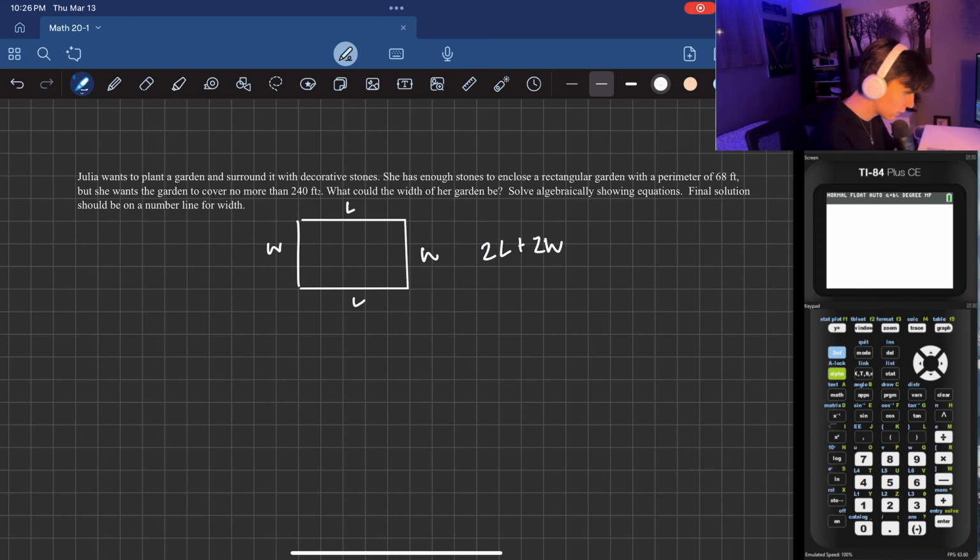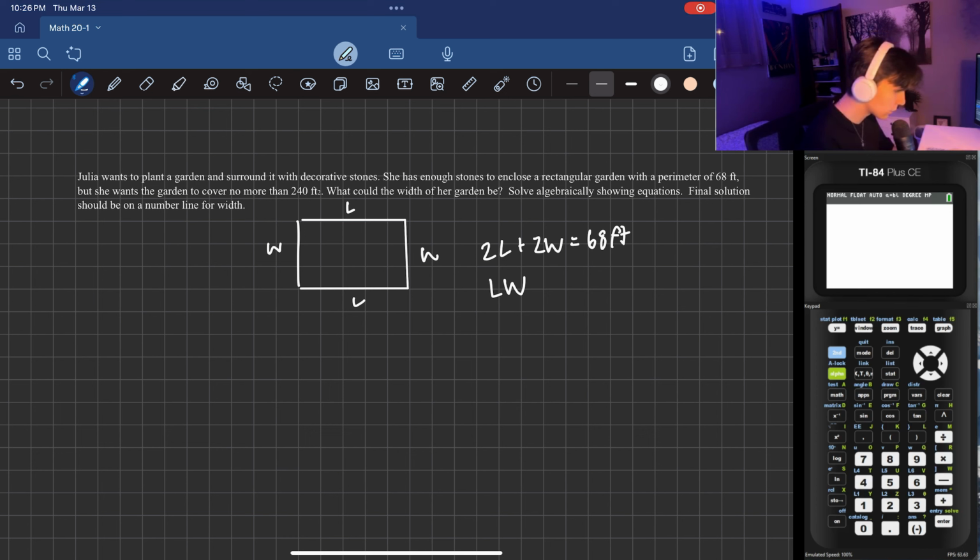And we know that our perimeter is equal to our length, our length, our width, and our width. So we have 2 length plus 2 width is equal to 68 feet here. And she wants her garden to cover no more than 240 feet squared.